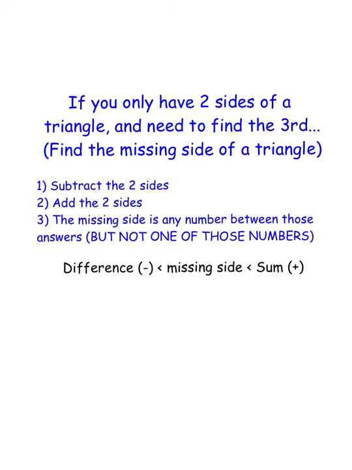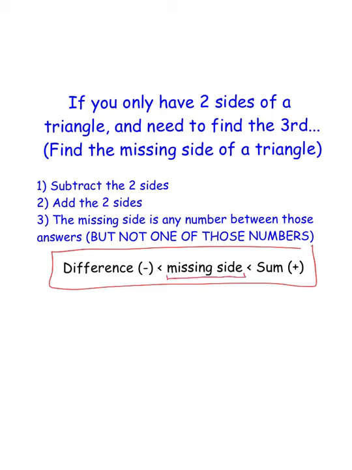Now, another way that they can ask this theorem in a question: if you have only two sides of a triangle and you need to find the third, it might say find the missing side of a triangle. So what you're going to do is subtract the two sides and add the two sides. The missing side is any number in between those numbers, but not one of those numbers. So here, this is the little rule. You're going to take the difference. The missing side has to be greater than the difference, but less than the sum.